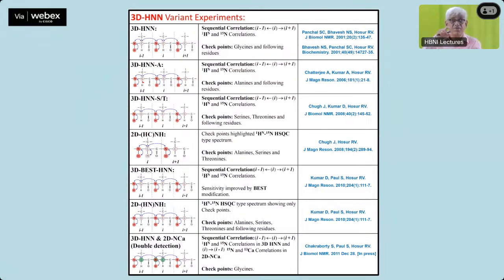You saw that if there is glycine, you have two positive peaks, and in the next residue, we'll have two negative peaks. Therefore, that is also a checkpoint. Therefore, the immediately next residue has to follow that pattern. So therefore, all of these checkpoints you will get.